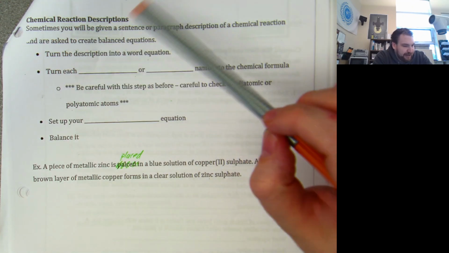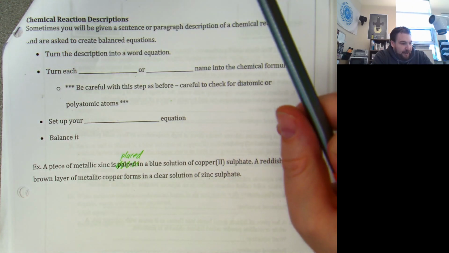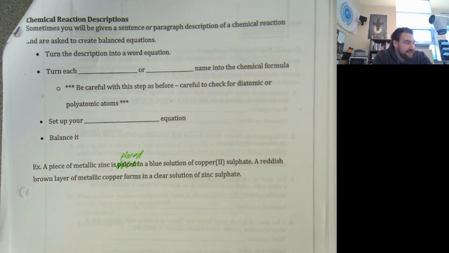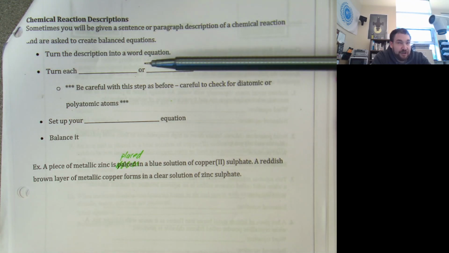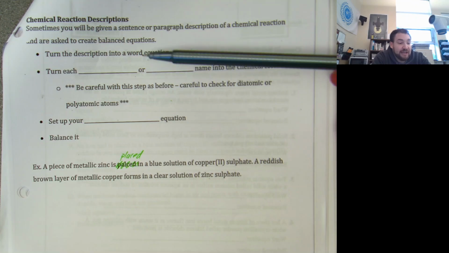And you will be asked to create a balanced equation. It's going to be similar to the stuff that we've already done, but it's now just kind of putting all of those pieces together. Your first task will always be to turn the description, or, again, the YouTube video that I could give you, into a word equation.